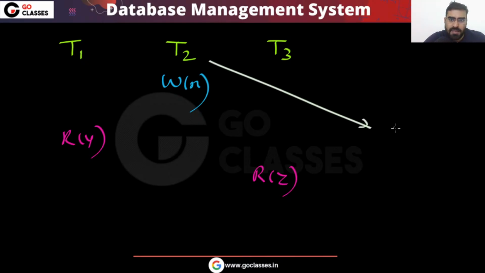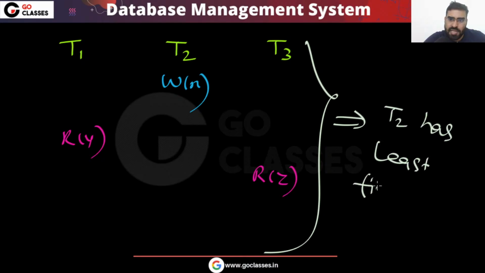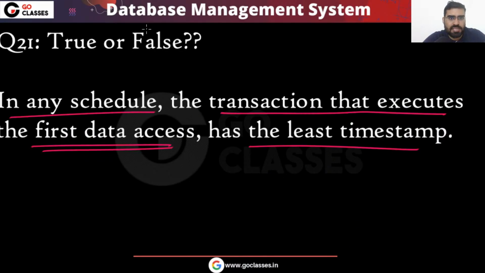Does it imply this complete situation? Does it imply T2 has the least timestamp? The answer is very clearly no. Let me tell you, the answer is no. This statement is false. Why is this statement false?